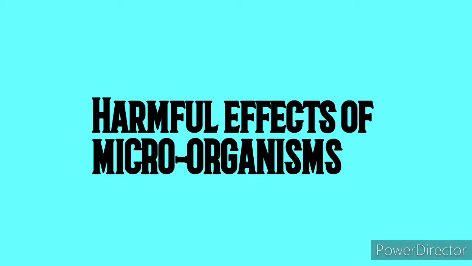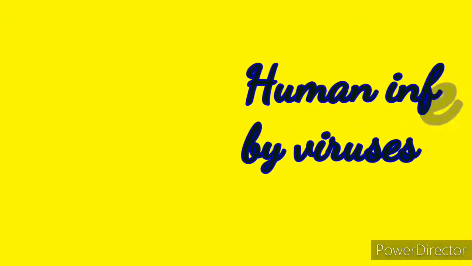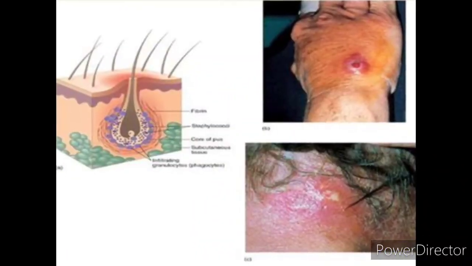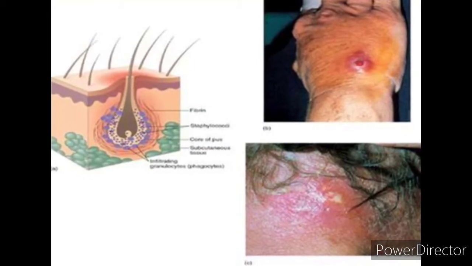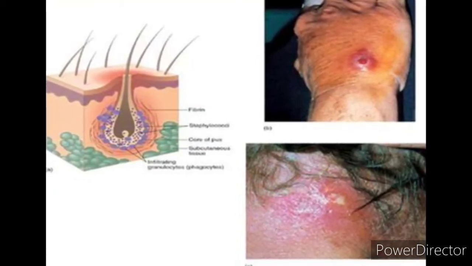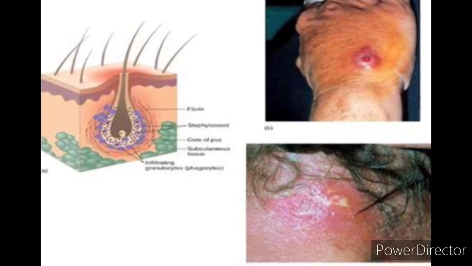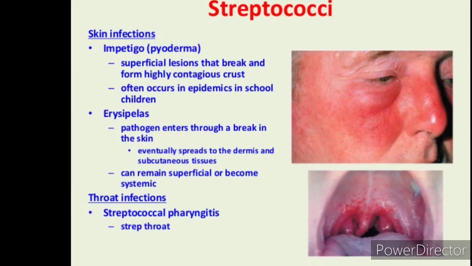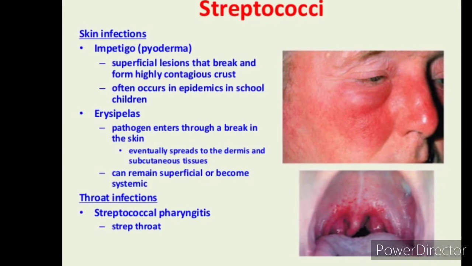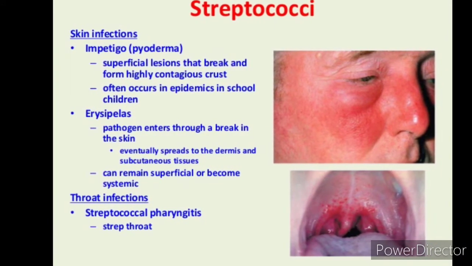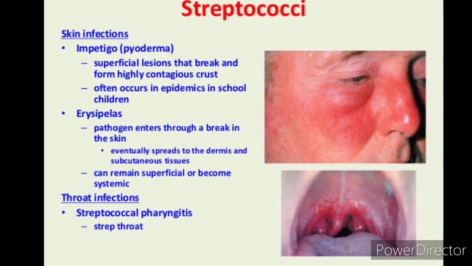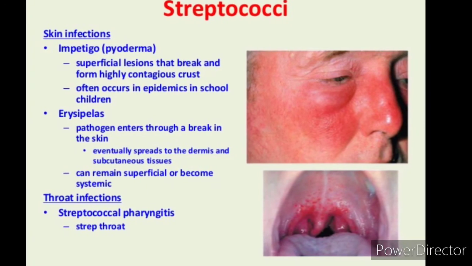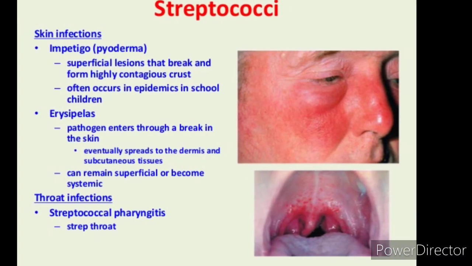Harmful effects of microorganisms and human infections by viruses. Let us see some dreadful diseases. Examples: these are bacterial diseases caused in the dermatological process. They will lay eggs underneath our skin and spread throughout the skin. This is streptococci, a skin infection with red rashes and red pigments, and they form sores underneath the eyes, and it also causes throat infections.